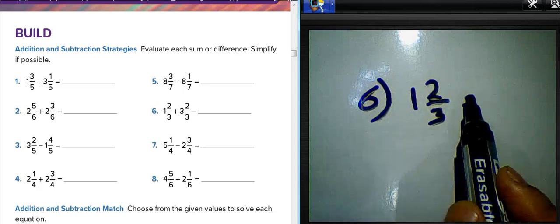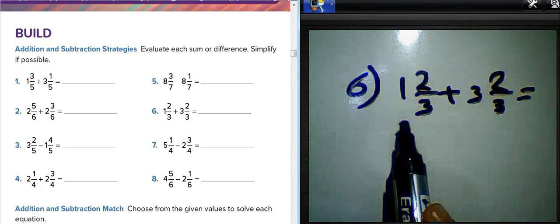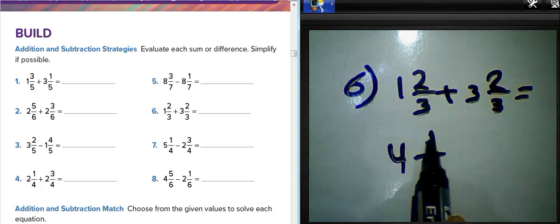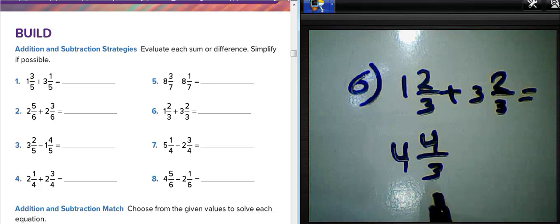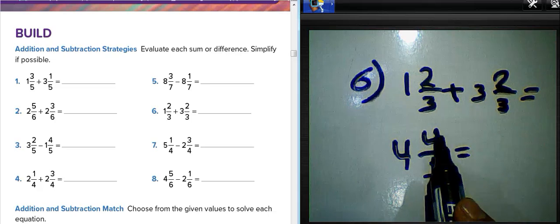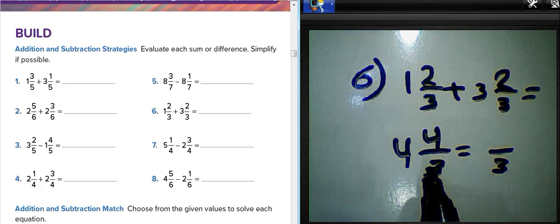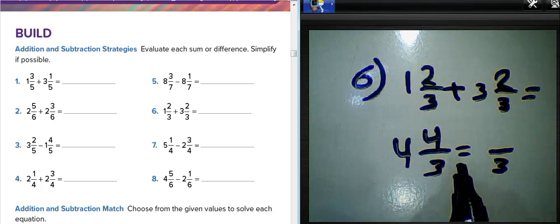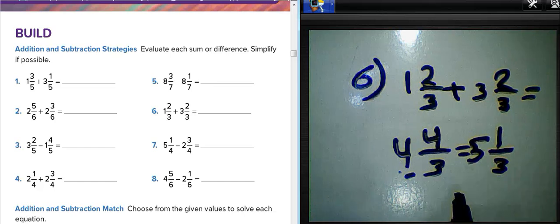Question number 6. 1 and 2 over 3 plus 3 and 2 over 3. We can write 1 plus 3 equal 4 and 2 plus 2 equal 4. Write 3 in the denominator. But 4 over 3, it's improper. We can convert this to a mixed number here. Who can tell me? We know 4 over 3 means 1 and the remainder 1. 1 added to 4 will be 5 and the remainder 1.